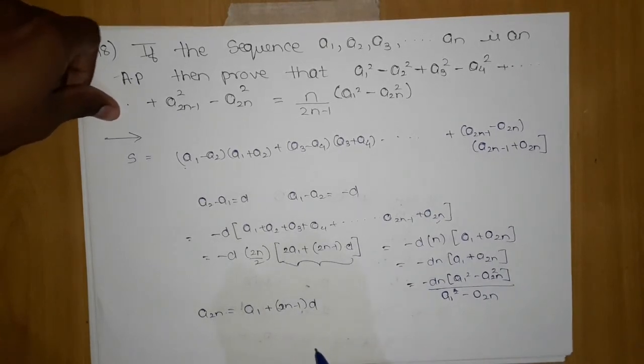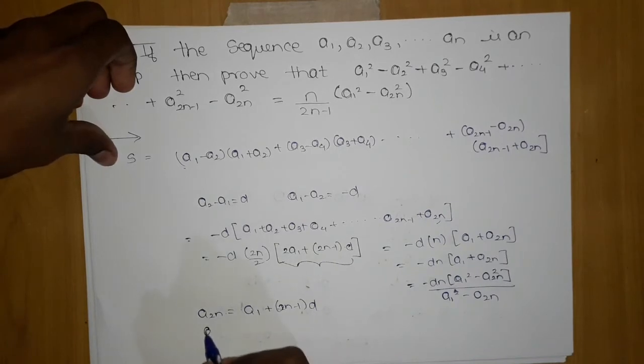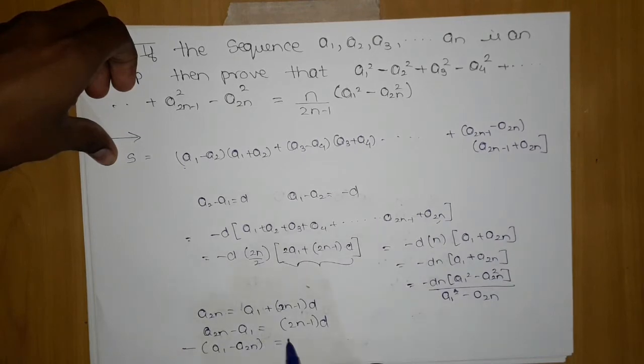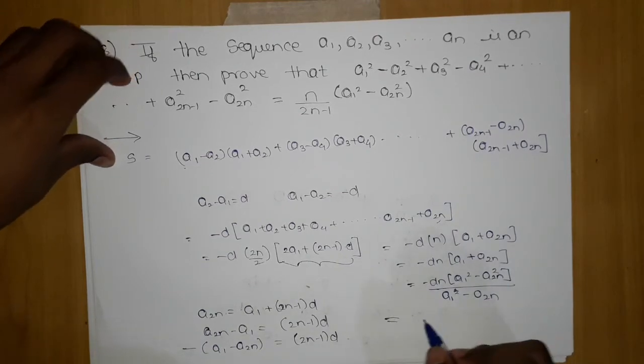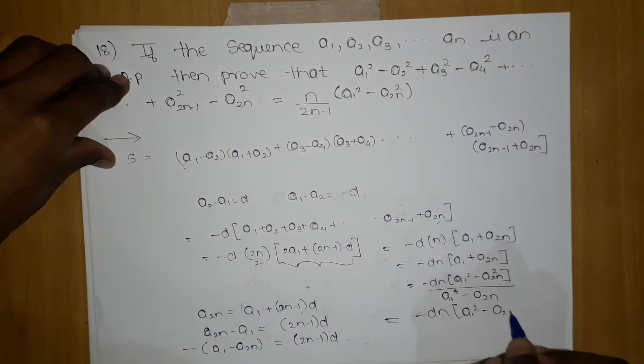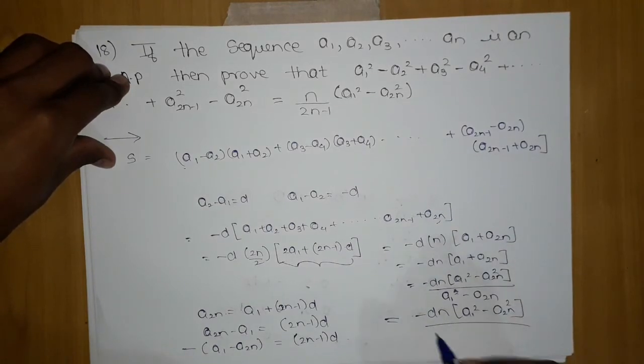So a2n minus a1 will be 2n minus 1 into d. If I multiply it by minus, I get a1 minus a2n, which is this thing, into 2n minus 1 into d. So here I can put minus d upon n, a1 square minus a2n square, upon what? 2n minus 1 into d with a minus sign.